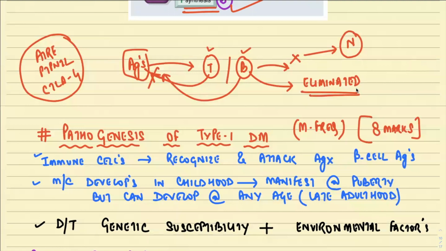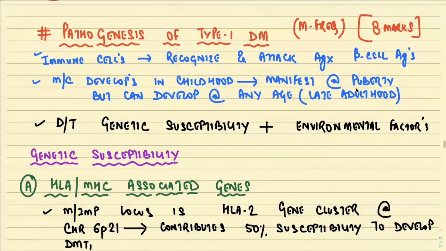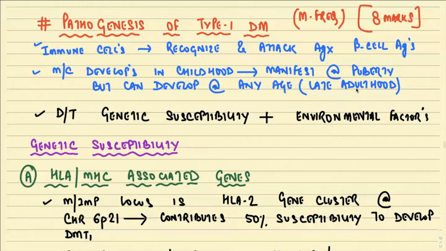Okay. Is this basic concept clear? Is this much clear to everyone? Now, over here, just remember IR, PTP-N22 and CTLA4. These three groups of genes are involved in this self-tolerance. I'm not going into details of how and what, that is a separate topic of discussion, but this much is enough. Now, first we will discuss the pathogenesis of type 1 diabetes mellitus.